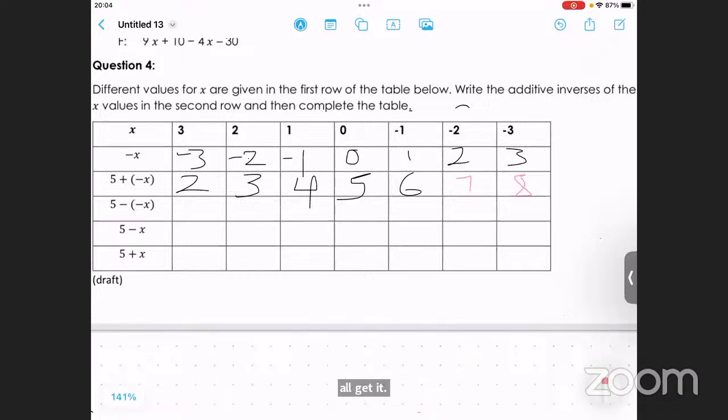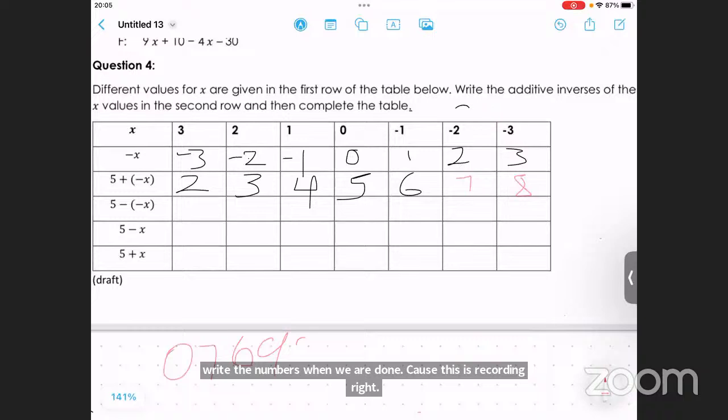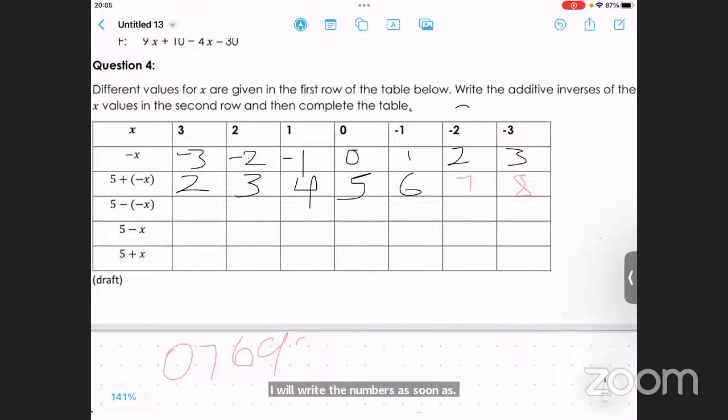In case you cannot take a screenshot, you can ask your parents to send a text here. I'll write the numbers as soon as I stop recording this lesson, because this is recording, right? Did you all understand?